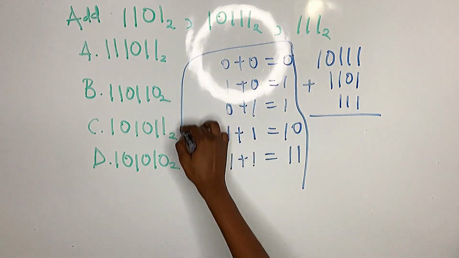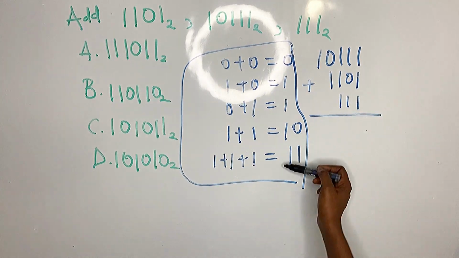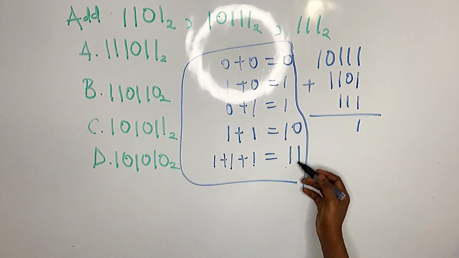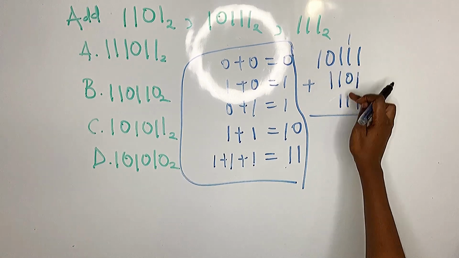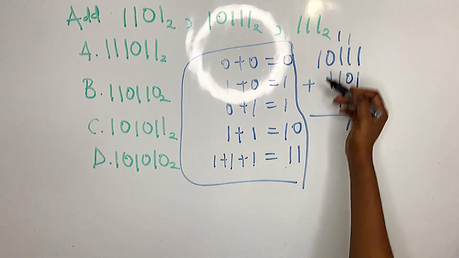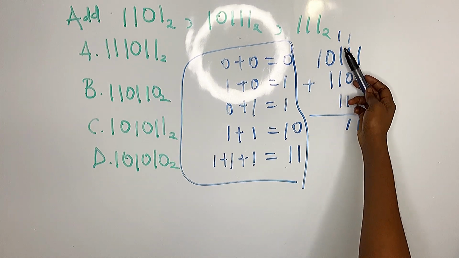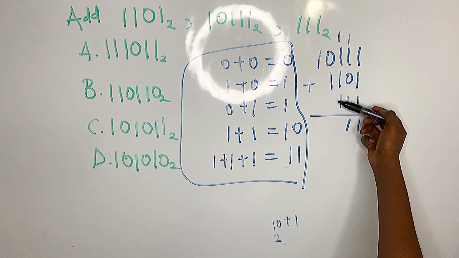So these are our rules. Okay, so let's do this. 1 plus 1 plus 1 that we've learned just now is 11, right? So we'll put 1, which is our unit, and carry the remaining one. 1 plus 1 plus 1 again is what? 11. So 1 and carry 1. Now look at this. I'm having 1, 1, 1, 1. Basically this is what is 11 plus 1, right?